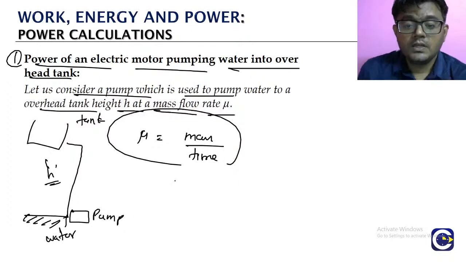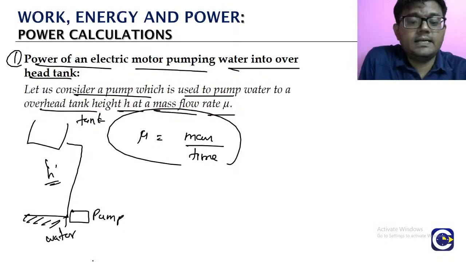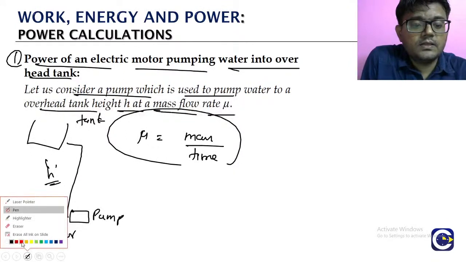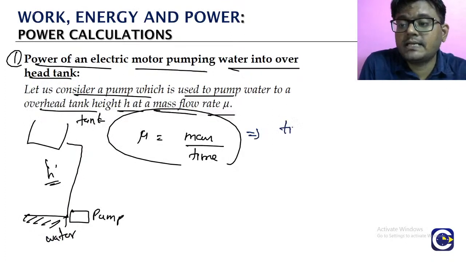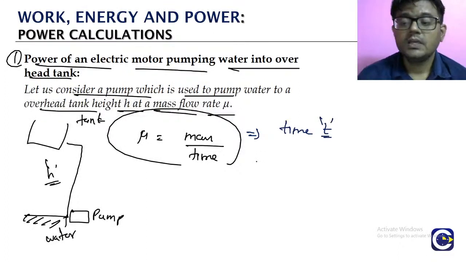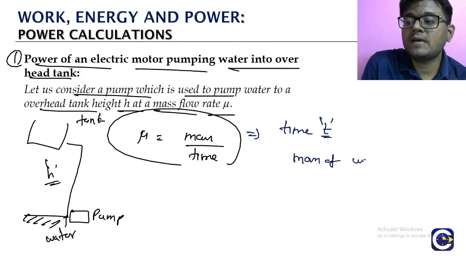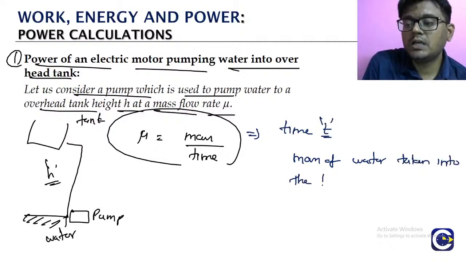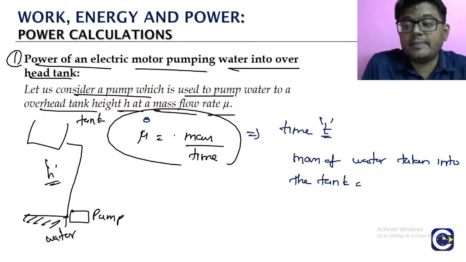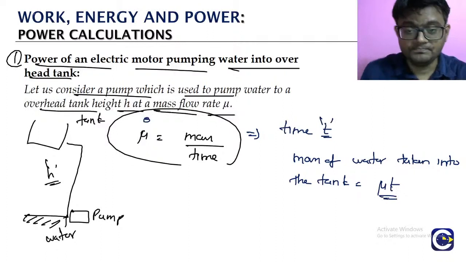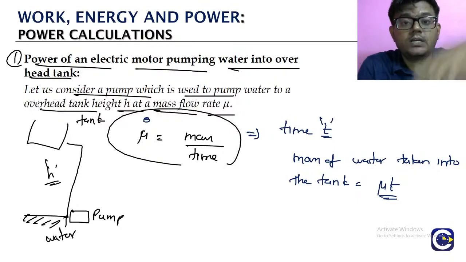Okay. So what we'll do is let us consider time, because it's all related to the time, right? Let us consider time t. In this, what is the mass of the water taken into the tank? Because mass flow rate is mu, right? In a time t, how much mass we are taking means mass flow rate multiplied by time. That is equal to what? Mu into t. In a time t, how much mass we will take into the overhead tank? It will be mu into t. Mu is what? Mass flow rate.